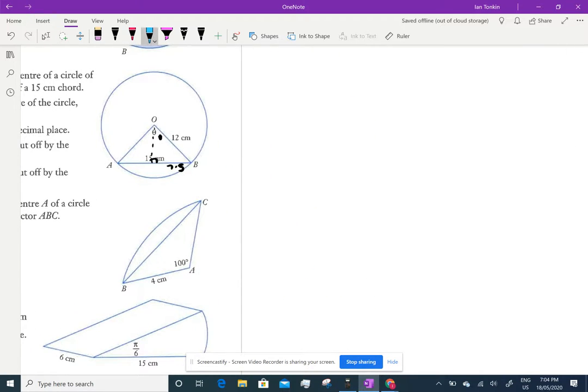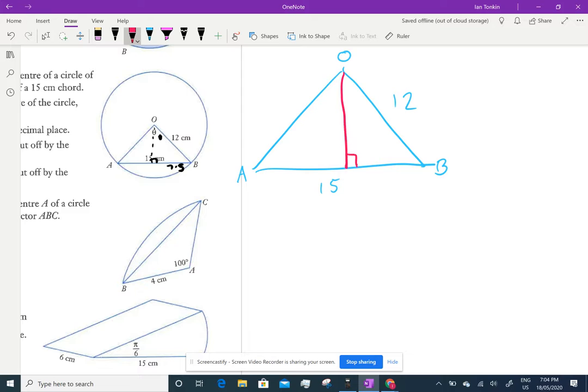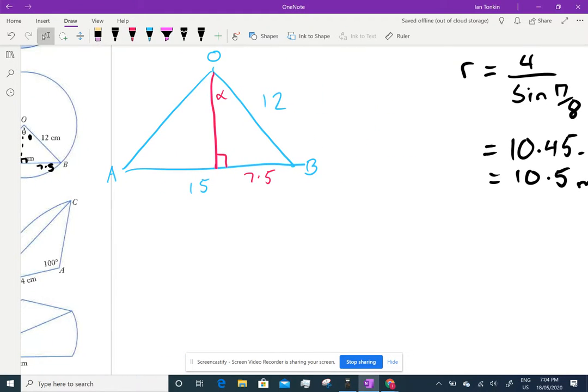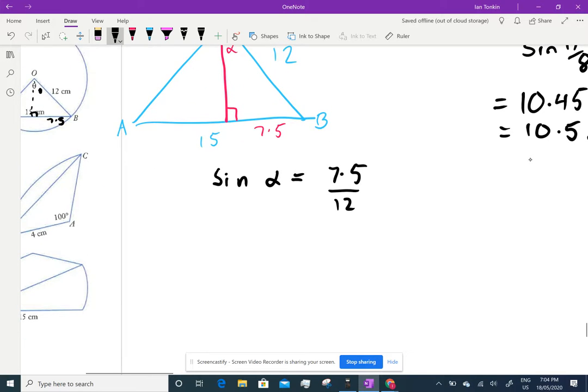So here I'm going to redraw this triangle. And there's O, and there's 12, and there's 15, and there's A, and there's B. And I'm going to drop an altitude down here. And that's going to be a half theta, so this is 7.5, and let's call that alpha. So therefore, sine alpha equals opposite 7.5 over 12. So I'm going to inverse sine that.